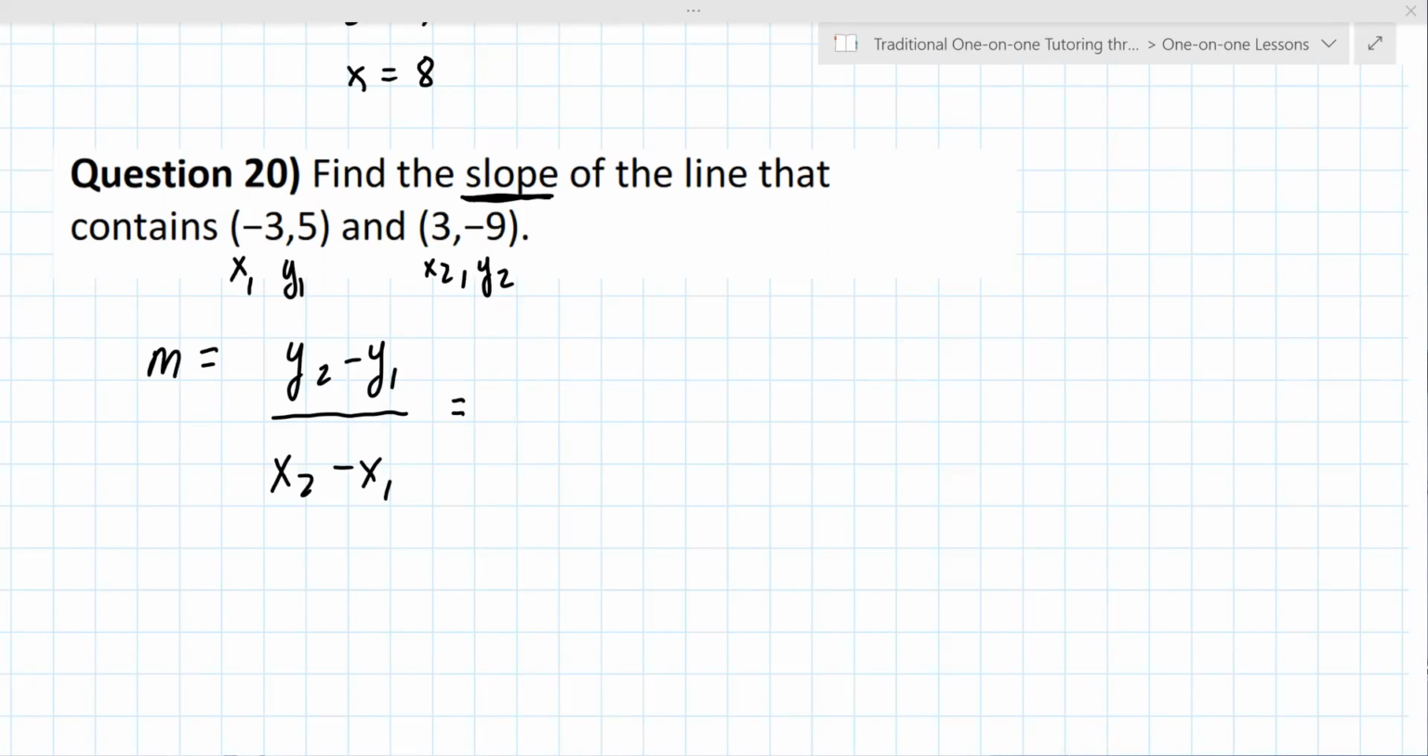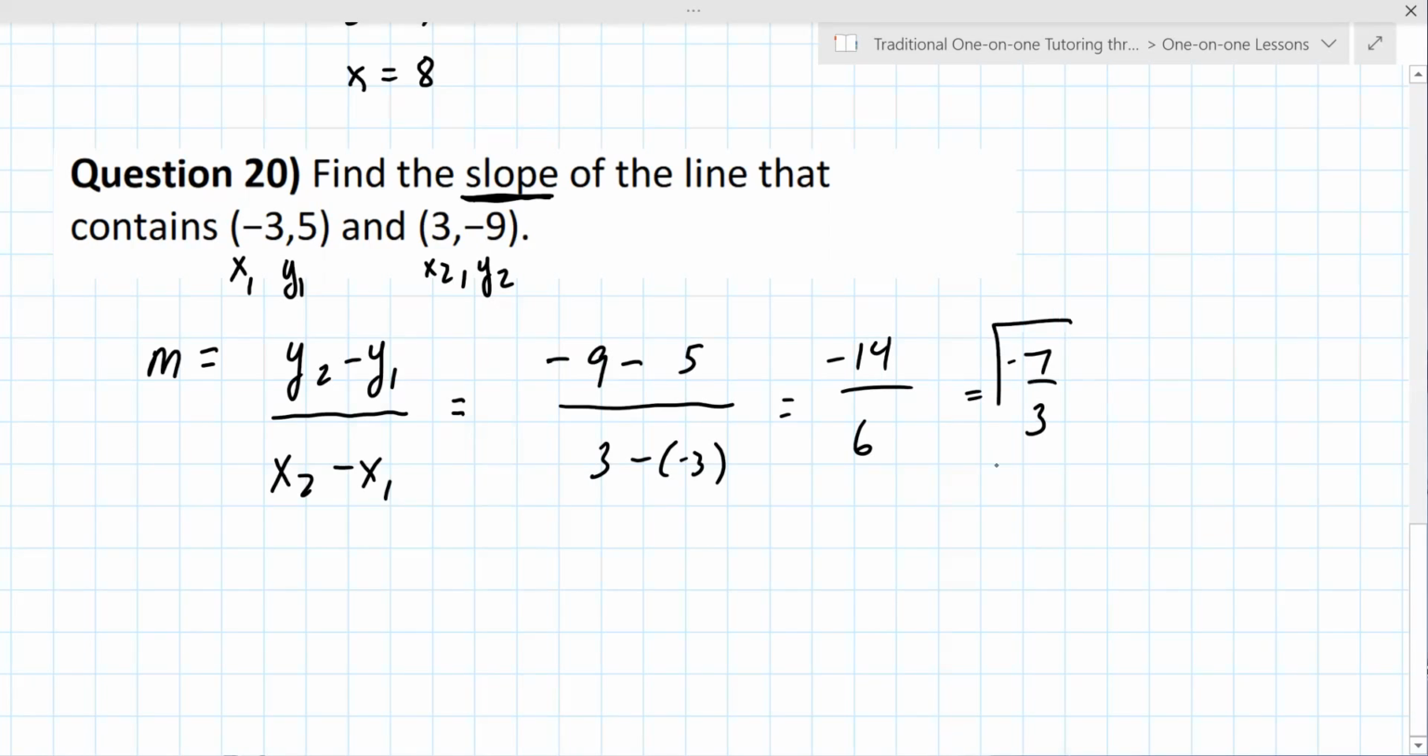I had to reduce the improper fraction to -7/3. Yeah, so I get -14 over 6. So yeah, -7/3. That's your final answer on that one.